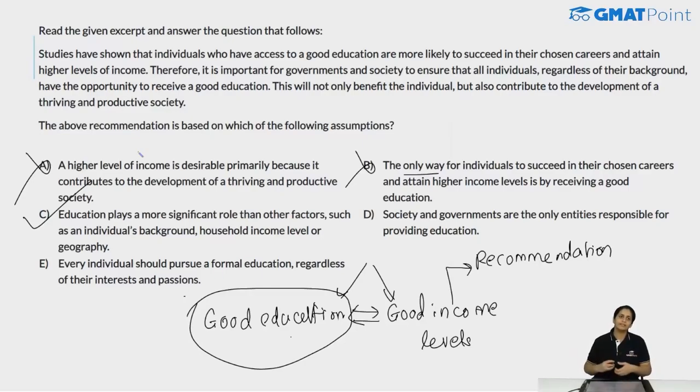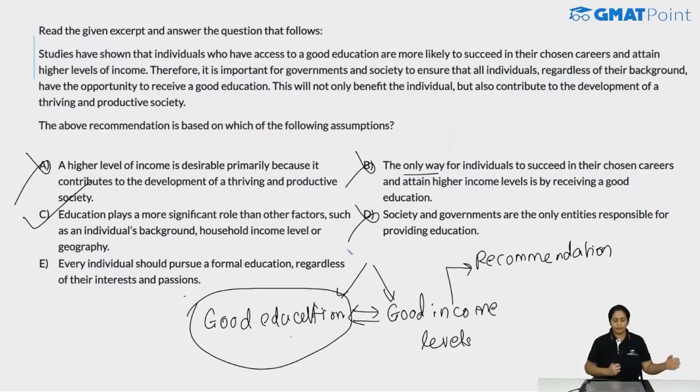The society and government still have a big role to play, even if there are private players. So D does not in any way invalidate the conclusion, because the society and government's role would still be central or essential, even if there are other players as such. Let's take a look at option E.